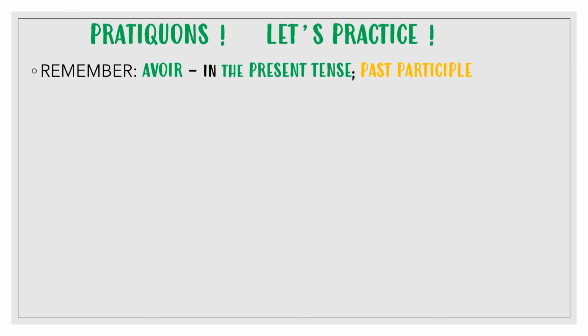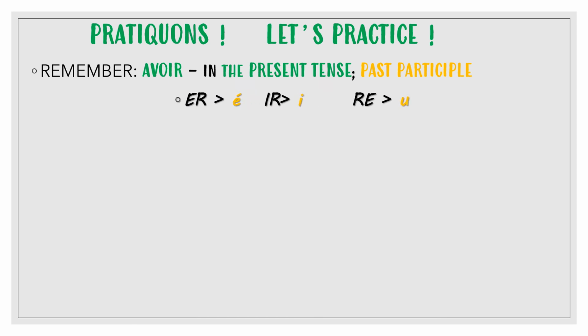So remember, the passé composé is a composed tense. We're using two verbs, okay? Avoir conjugated in the present tense: j'ai, tu as, il a, elle a, nous avons, vous avez, ils ont. Okay? Avoir in the present tense. And then the past participle of the other verb. Alright? Let's give it a go.